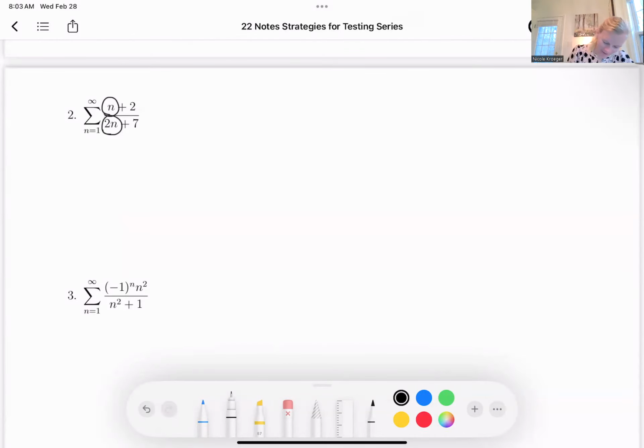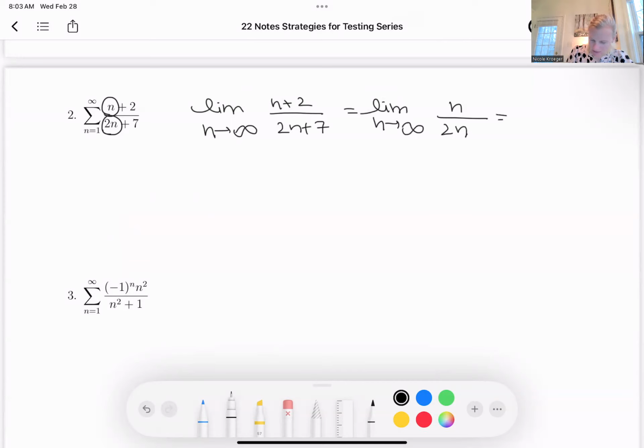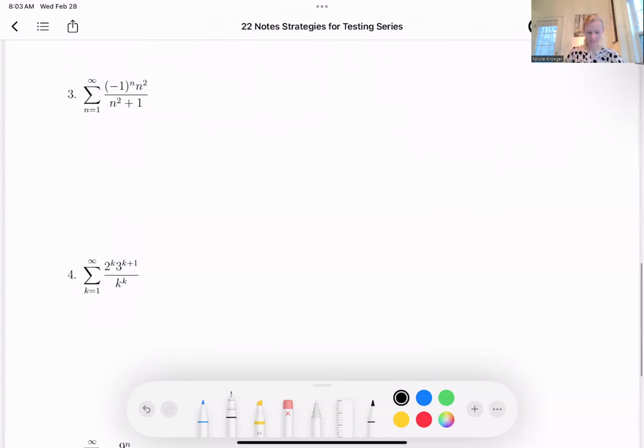Okay, that's the work I do in my head. Now I have to write that all down. So I'm going to look at the limit as n approaches infinity, n plus 2 over 2n plus 7. Again, that's going to boil down to the highest power from the numerator and denominator. So n over 2n, that simplifies to 1/2. 1/2 is not 0, so this diverges by a test for divergence. Awesome. Okay, again, this next one looks alternating. Well, it is alternating. So I'm going to try the alternating series test on this.